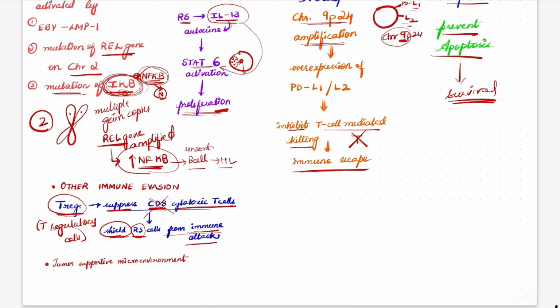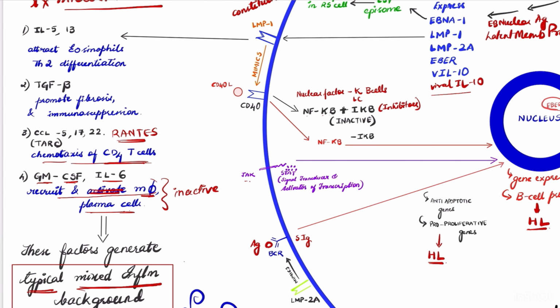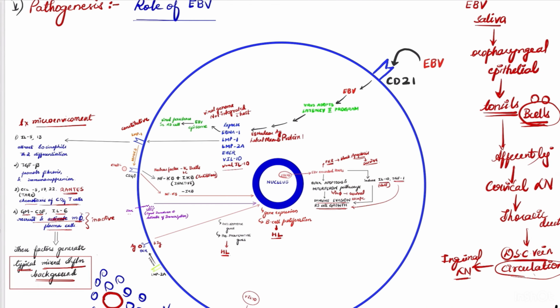Also, there is a supportive tumor microenvironment. It is brought about by this LMP1 that will secrete interleukin 5, 13, CCL5 as we have studied, and here TGF beta and GM-CSF.